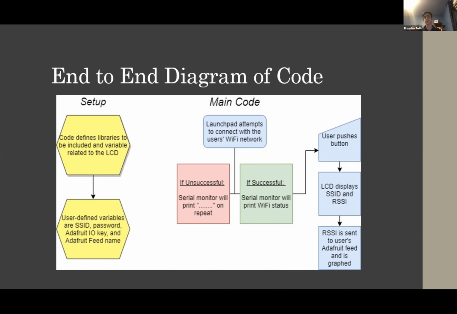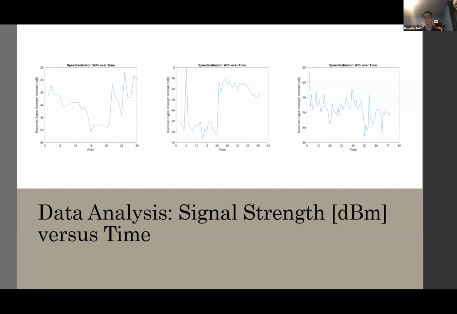If we were developing this further, we would make it so that instead of the user having to push a button, it would operate off of its own internal timer and could be used for long-term analysis over the period of hours and even days. Here are some examples showing signal strength versus time from 3 different households. The lower the number is, the stronger the connection is.